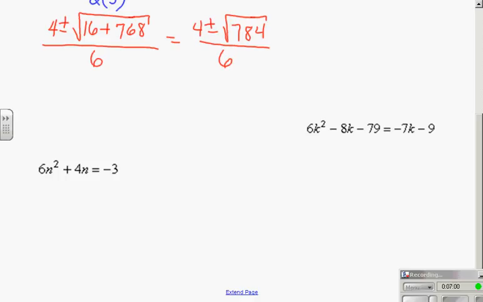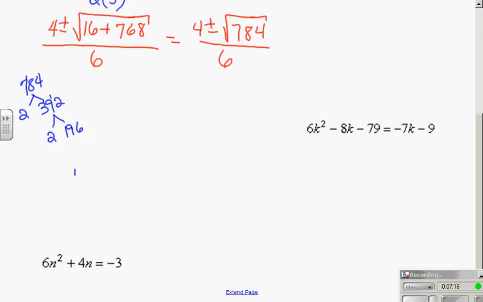I'm just going to go over here off to the side and do my factor tree for 784. So 784, I know there's a 2 in it, 392. I know there's a 2 in it, 196. That's a perfect square, isn't it? 196.